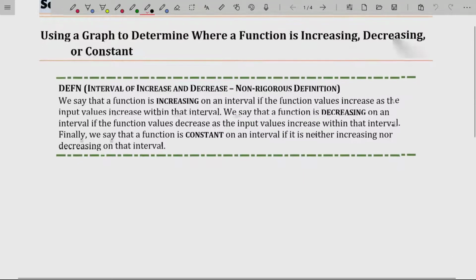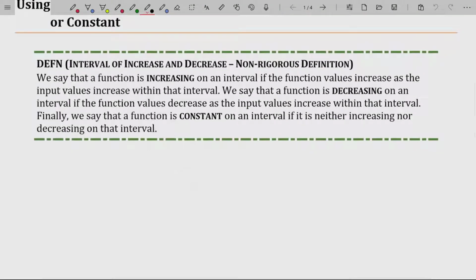So you could see by this definition, and I'll just read it out loud, we say that a function is increasing on an interval. I'm going to highlight that word increasing. Why not, right? I have a highlighter. If the function values increase as the input values increase within that interval. Now that's a still non-rigorous definition, but a very fancy way of saying if you can read from a graph, or maybe I should say it this way, if the graph of a function rises from left to right, we say that it's increasing.